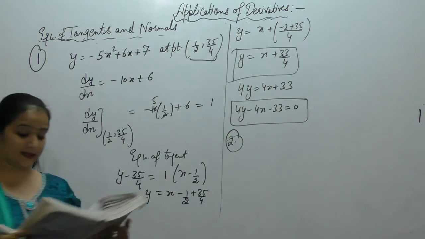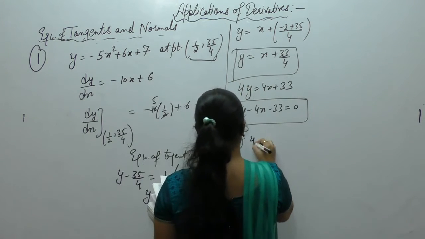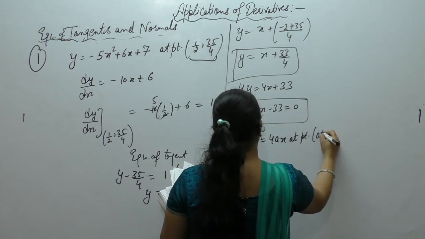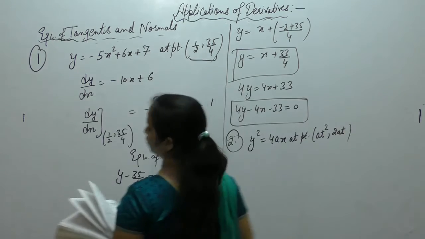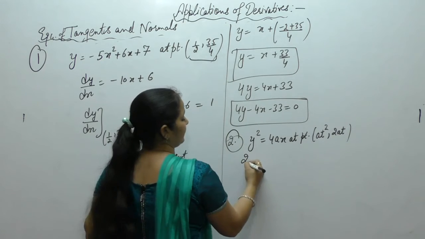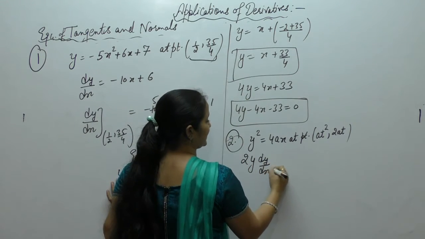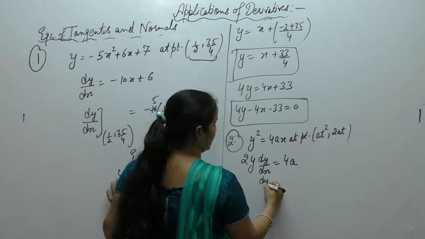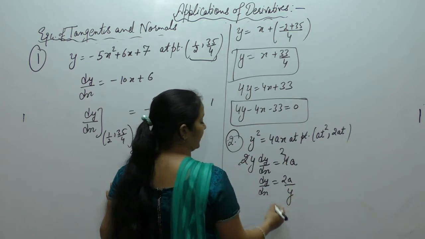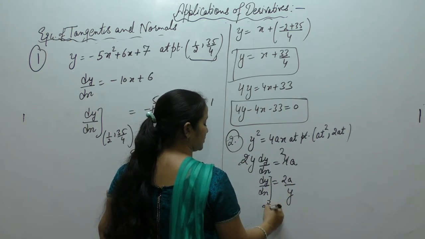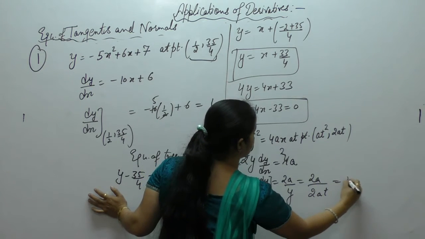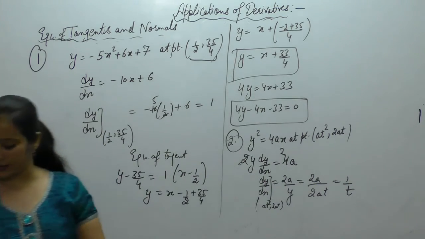Next is find the equation of tangent and normal to y square equals 4ax at point (at square, 2at). Here we want to find the equation of tangent and normal also. Differentiate: 2y dy upon dx equals 4a, derivative of x is 1, so dy upon dx is 2a upon y. Now the given point is (at square, 2at), y is 2at. So we get slope of tangent as 1 upon t.